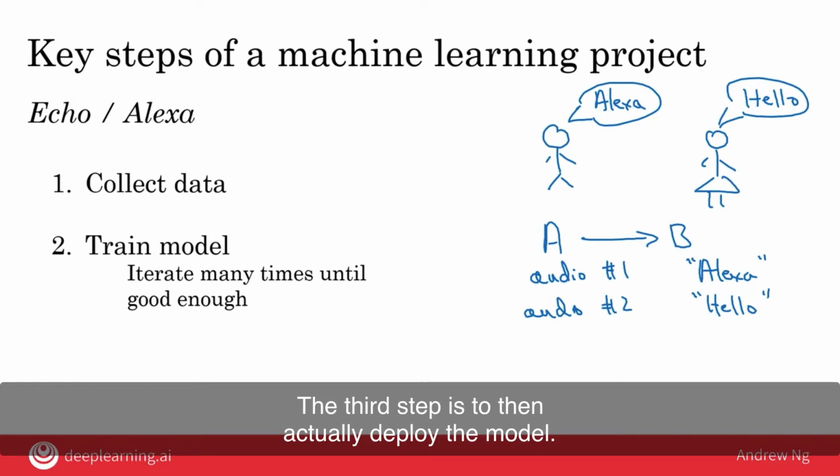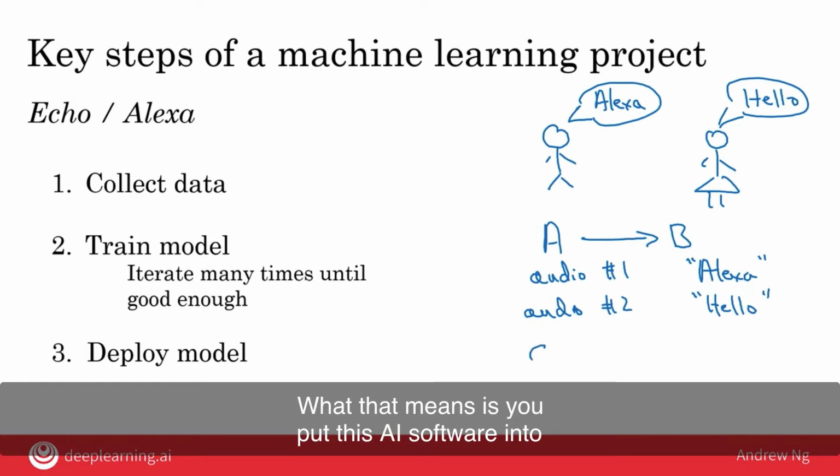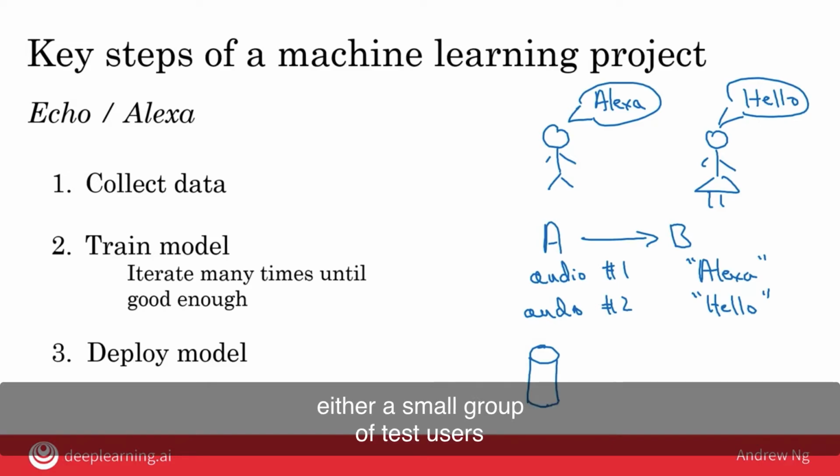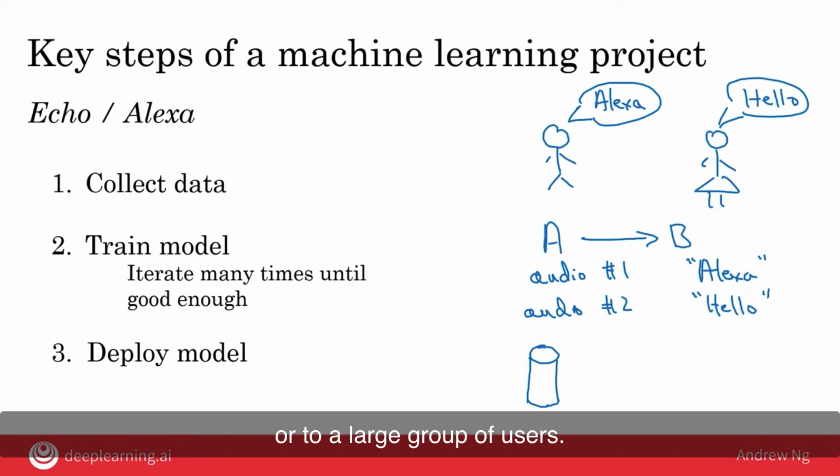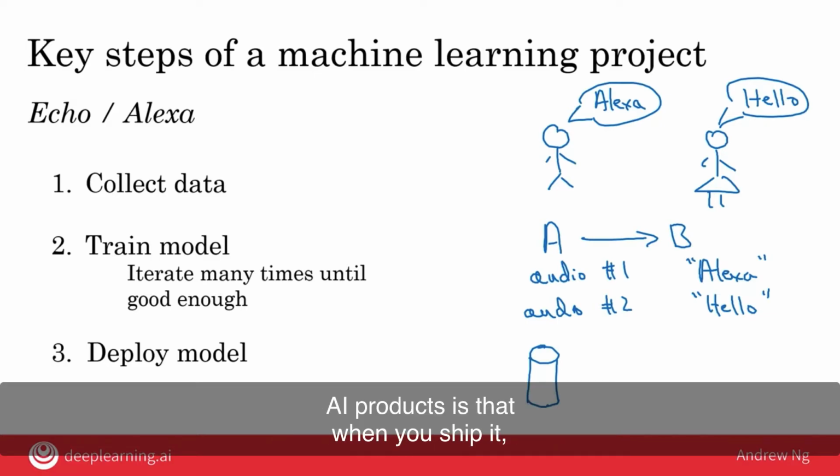The third step is to actually deploy the model. What that means is you put this AI software into an actual smart speaker and ship it to either a small group of test users or to a large group of users. What happens in a lot of AI products is that when you ship it, you see that it starts getting new data and it may not work as well as you had initially hoped.